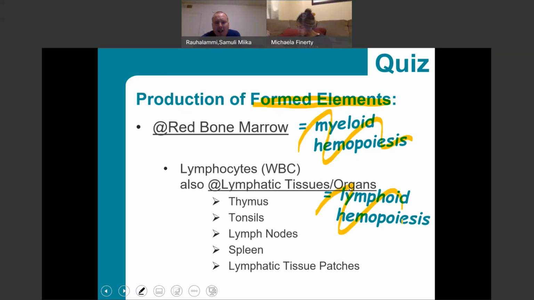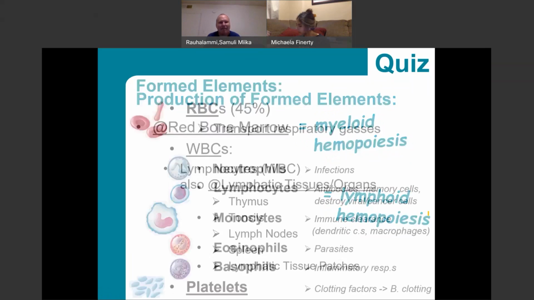The reason why I put this on here was that the quiz question was a true or false statement, and they called production of formed elements in the red bone marrow lymphoid hemopoiesis, and they called production at the lymphatic tissues myeloid hemopoiesis. So they had mixed those up. You needed to spot that that statement was wrong. I think that was the trick on that true and false question, so don't fall for it. Even though everything is correct, just make sure that they use the right terms for the right things.